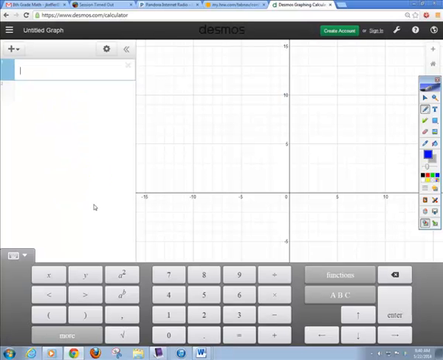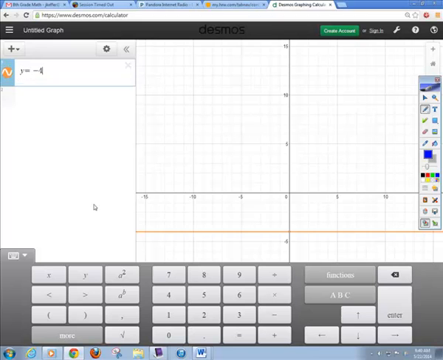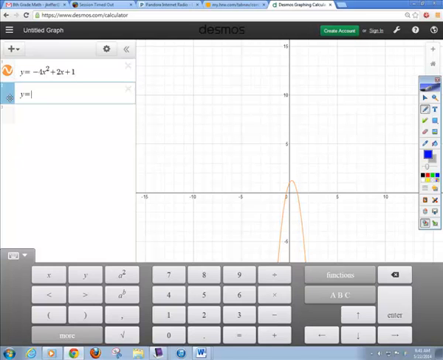So we have y equals negative 4x squared plus 2x plus 1, and then we have y equals 10x plus 1.